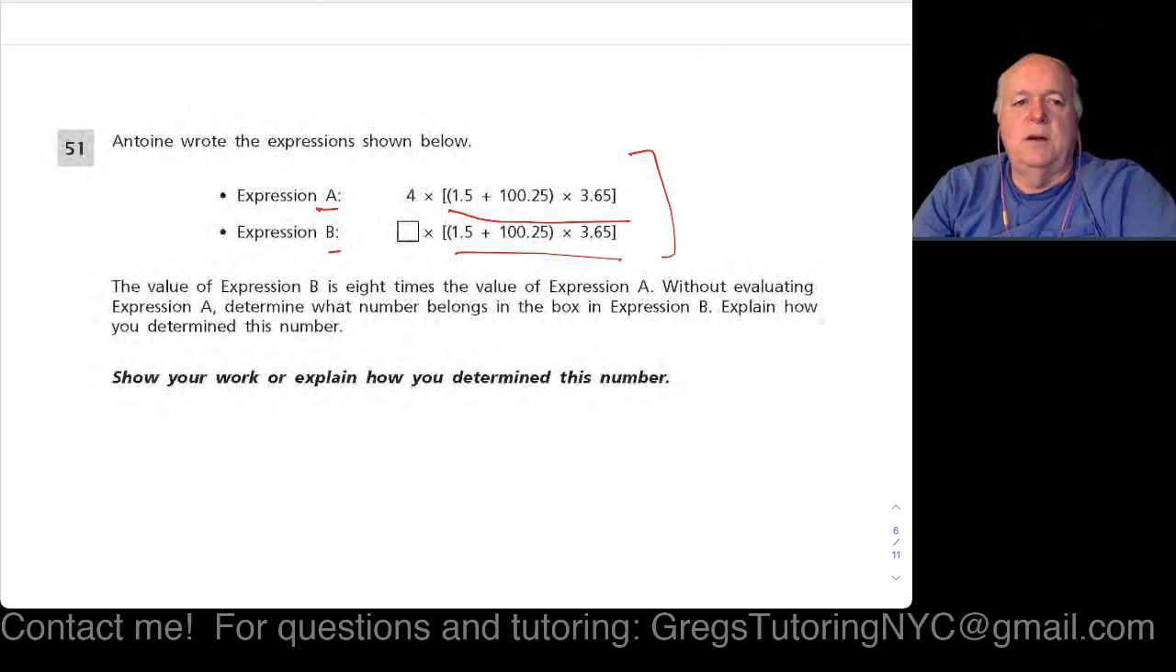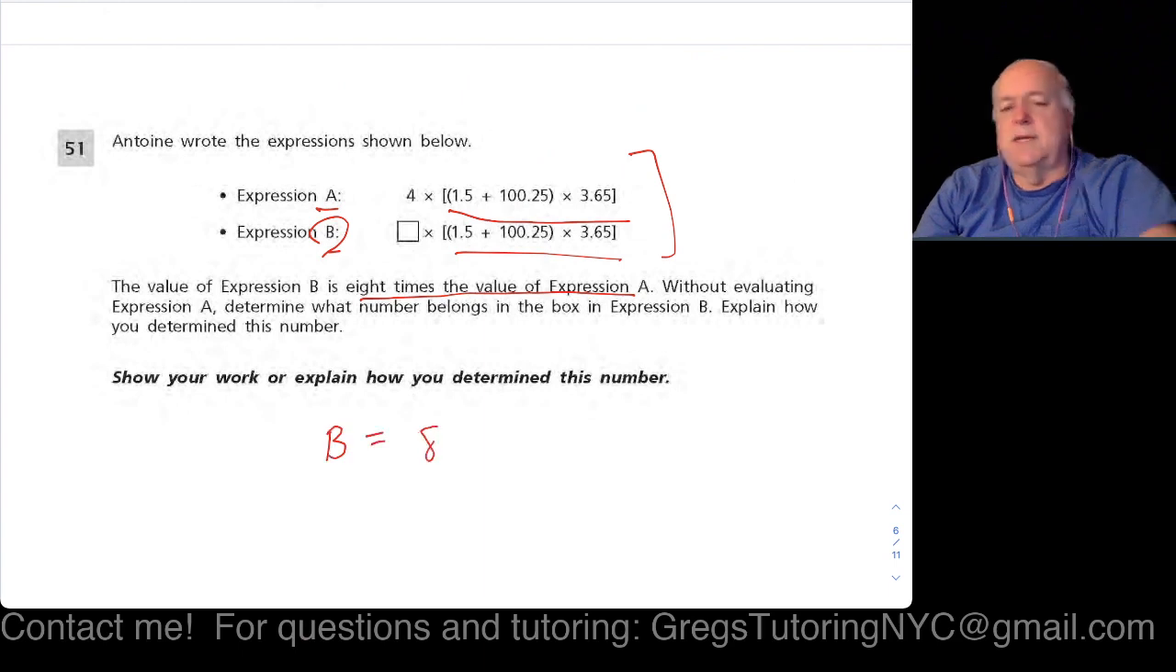So Antoine wrote the expression shown below. The value of expression B, the second one here, is 8 times the value of expression A. So to me, that says that B is 8 times A. And that's it. That's mapping the English into the algebra. Without evaluating A. In other words, they're telling us, do not add this, do not multiply this. Determine what number belongs in the box in expression B.